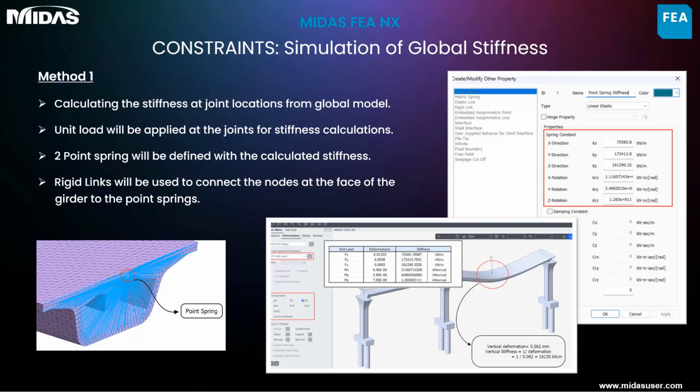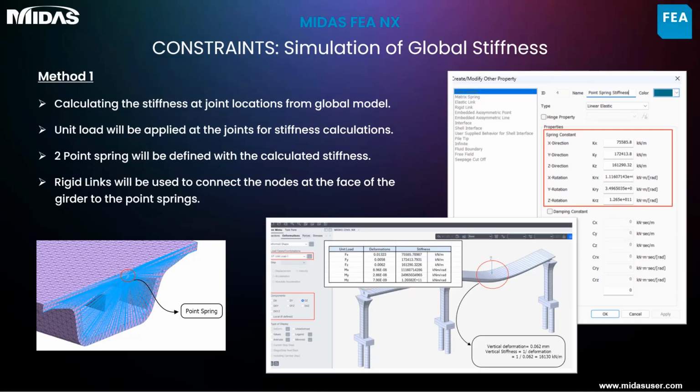Constraints. Simulation of the global stiffness. Since we are considering only a portion of the structure, in this case just 3 segments, it is essential to apply appropriate boundary conditions that simulate the global stiffness to achieve accurate results. Essentially, we have 2 different approaches. The first approach is the stiffness at the joints in the global model will be calculated by applying unit loads as shown in the figure. Then point springs with the calculated stiffness values will be modeled at both ends.